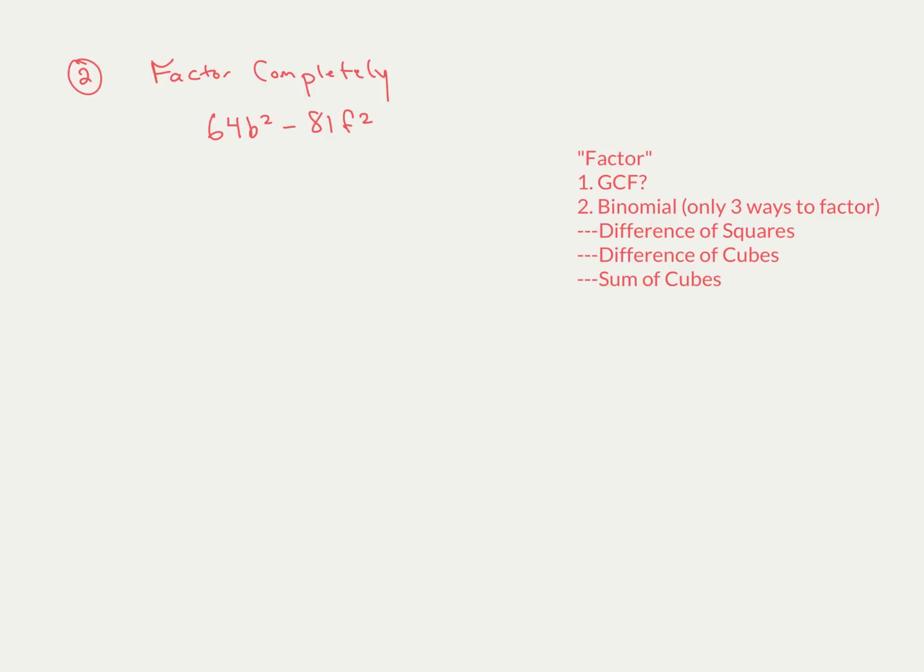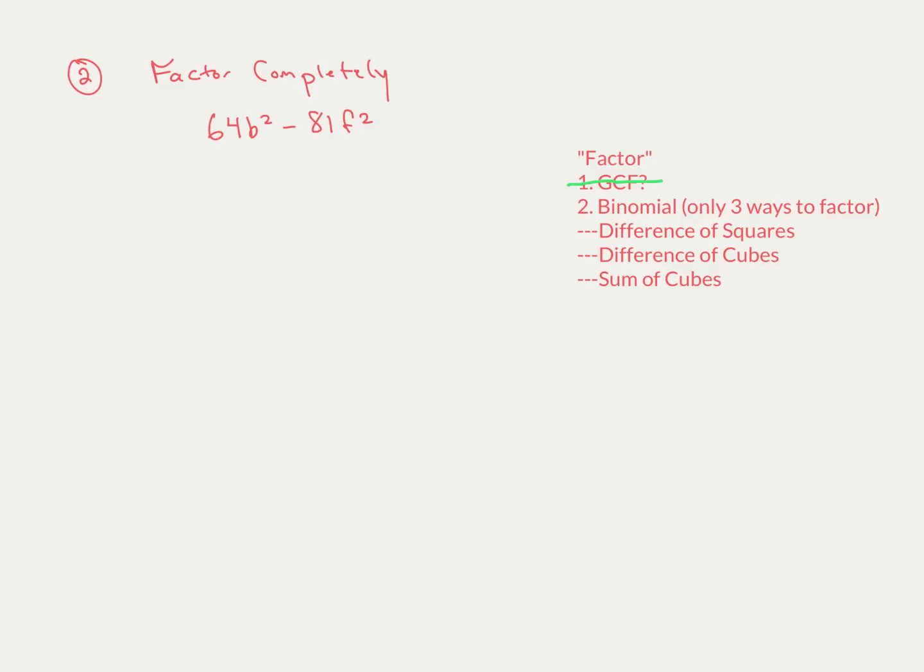Example number 2, factor completely 64b squared minus 81f squared. Again, anytime you see that word factor, you'll want to check to see if there's a greatest common factor, GCF, something that we can take out of both terms. 64 and 81 don't have anything in common. Not going to be able to take b out of everything. There's no b in the second term. Can't take f out of everything, so there's no f in the first term. So no greatest common factor.